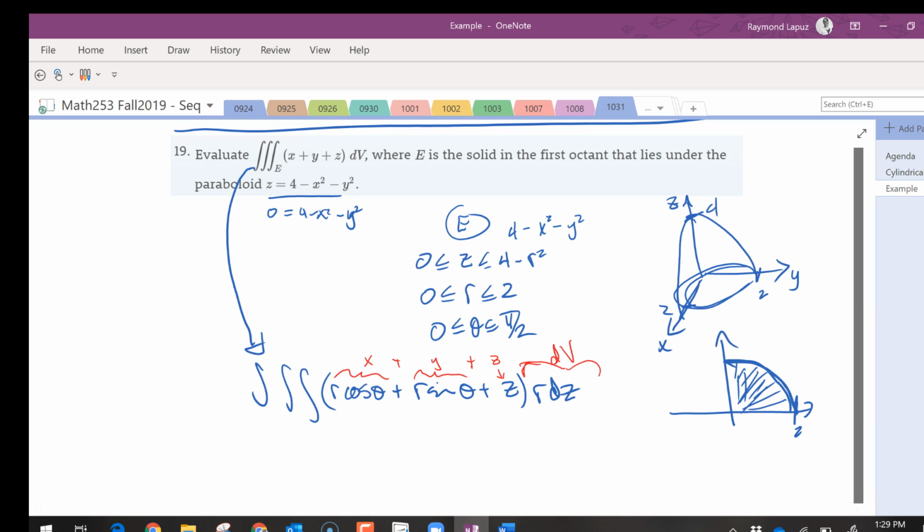I converted to polar because of the solid itself. It's easier to describe in polar. Notice the x plus y plus z: there is nothing polar about that, so we're more conscientious about the solid we're integrating over as our motivation for the different system. All right, so z goes from 0 to 4 minus r squared, r goes from 0 to 2, and theta goes from 0 to pi over 2.